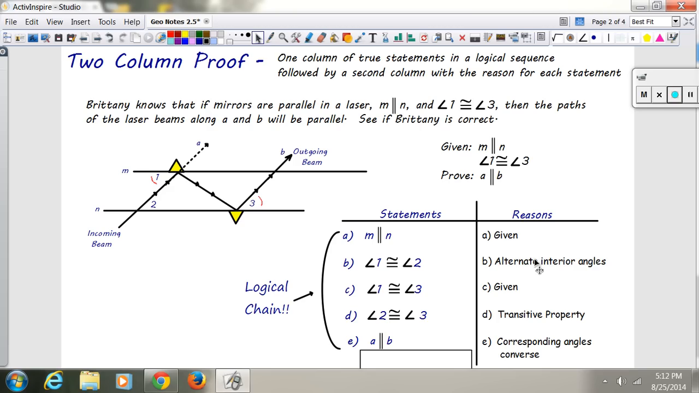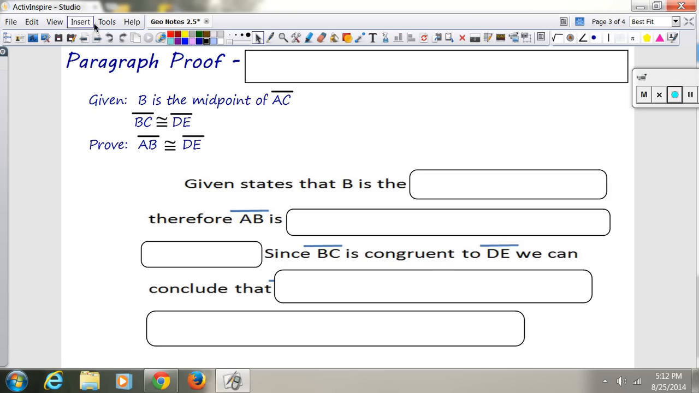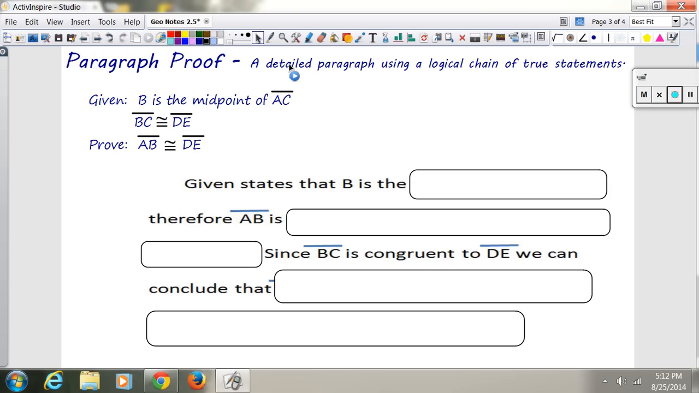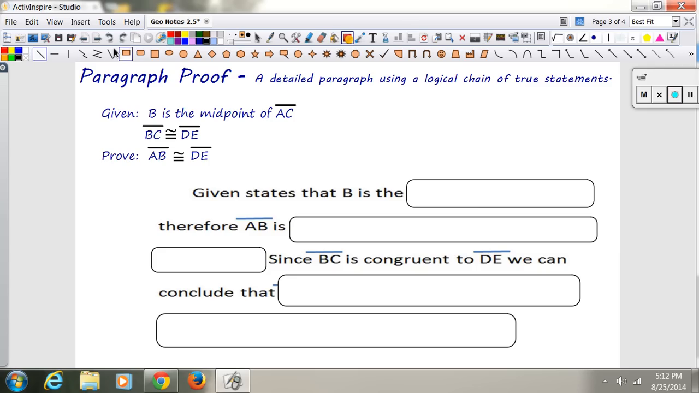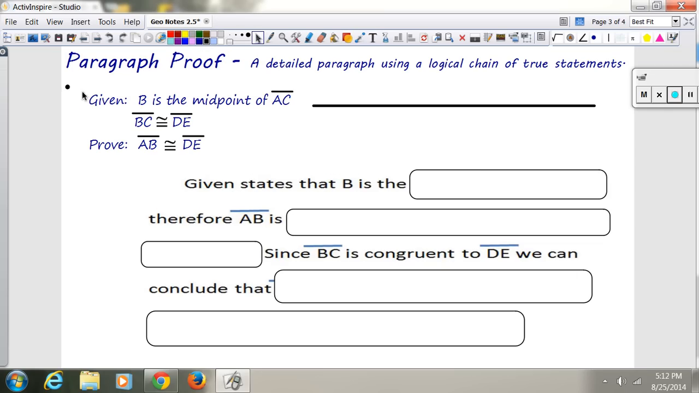That's called a two-column proof. You just use logical steps to reach your proof statement. We also have what's called a paragraph proof, and that's a detailed paragraph using a logical chain of, again, true statements. B is the midpoint of AC, so let's draw a segment. Let me draw a point on there, a couple of points actually.